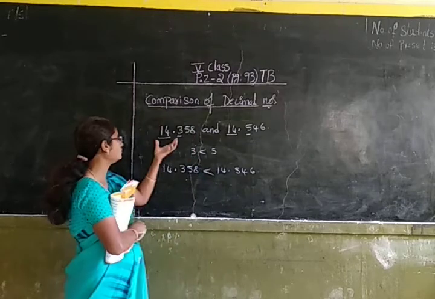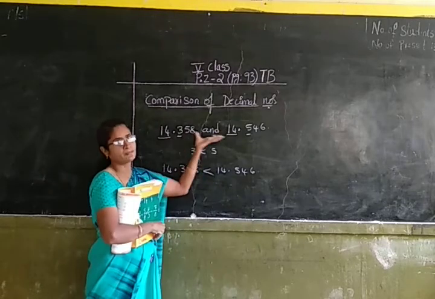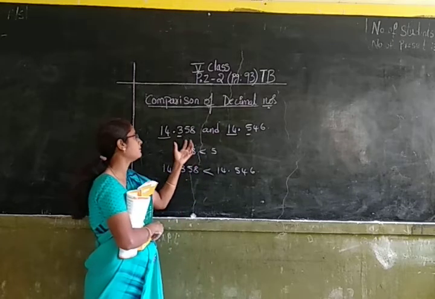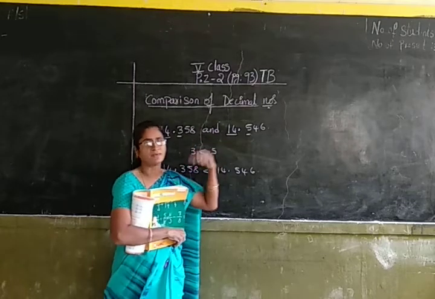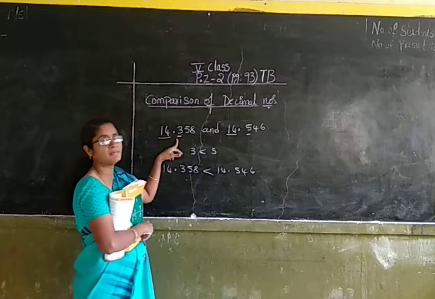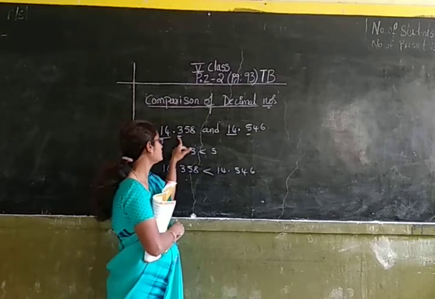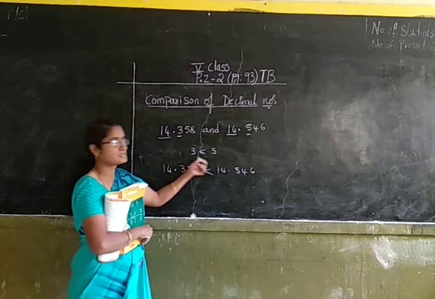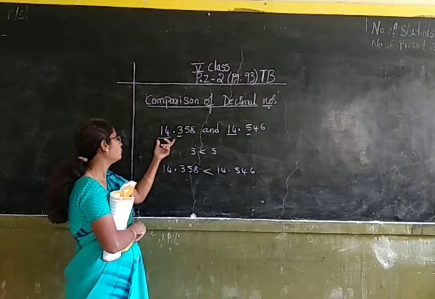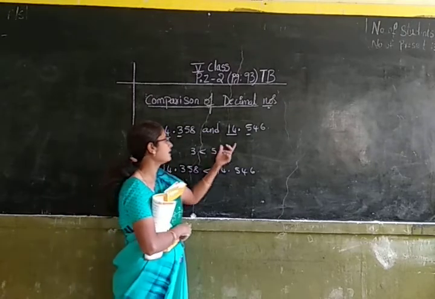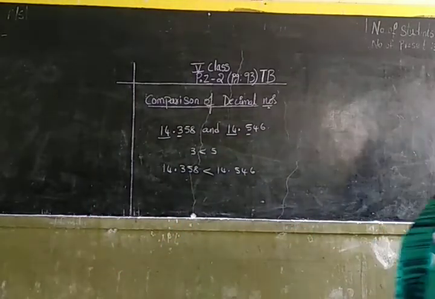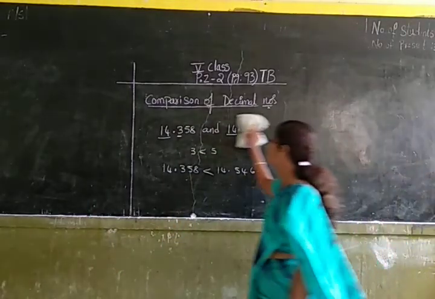Here first we have to compare the whole number part. The whole number part is same. So next what we are doing? We are comparing the decimal part. In the decimal part we are comparing the tens place. In the tens place this number is having 3 and this number is having 5. 3 is lesser than 5. So 14.358 is less than 14.546. Now let us take one more example and compare them. Okay children?